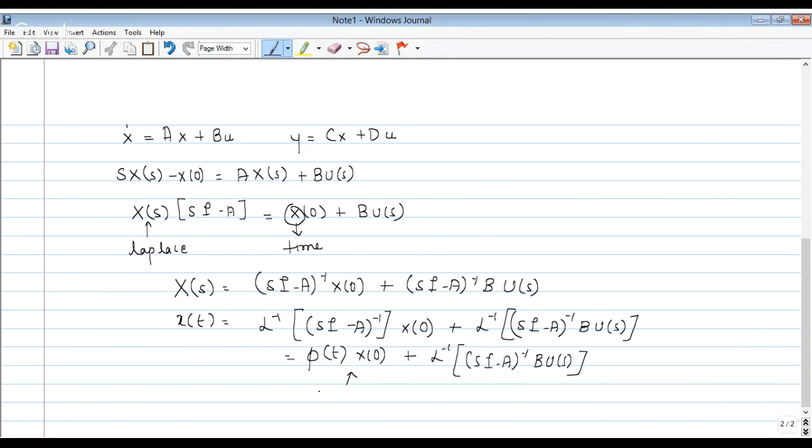So this is your natural response, or zero input response. Because in this, if you take the input to be zero, that is U(s) to be zero, you will only get the first term. This is called the zero state response, because if you take the initial condition or state to be zero, the response will be equal to the second term. So these are the two types of response.